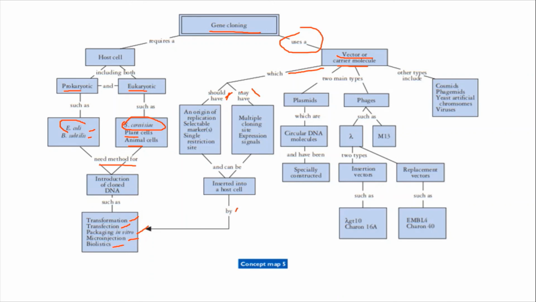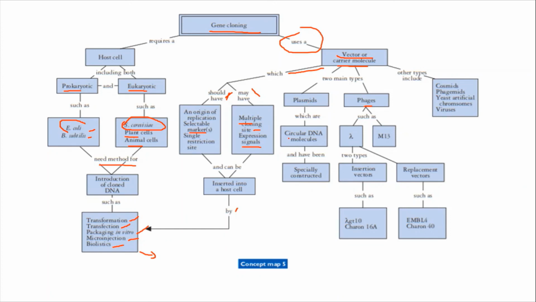Then there are two main types. One is plasmid, one is phage. Phage: M13, T4 bacteriophage. Plasmids: pUC18, pBR322. A number of plasmids exist, which are circular molecules, and they have been specially constructed. For lambda phage or M13, two types are there. Here, insertion vectors sometimes are called.